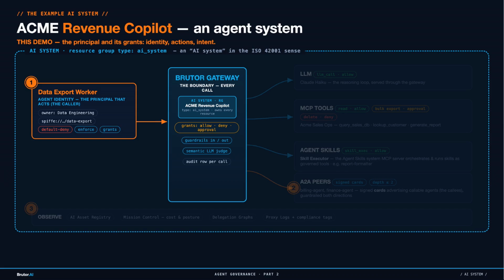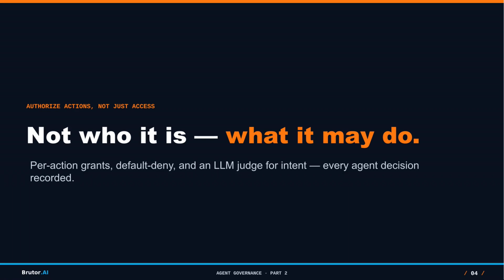Here's where today sits on the system from the introduction. The Acme Revenue Copilot. Lit up, the agent itself and the gateway. This demo governs the principal: its identity, the grants that say what it may do, and the intent policy that judges what it means to do. Authorize actions, not just access.